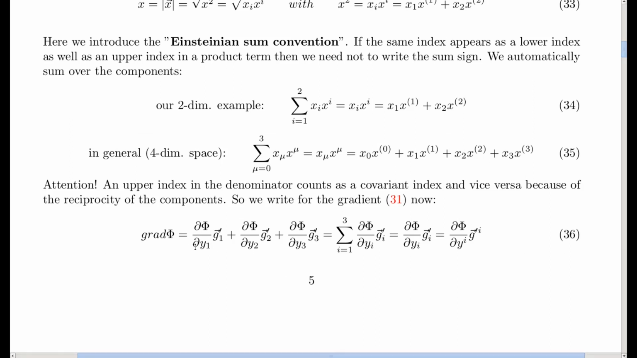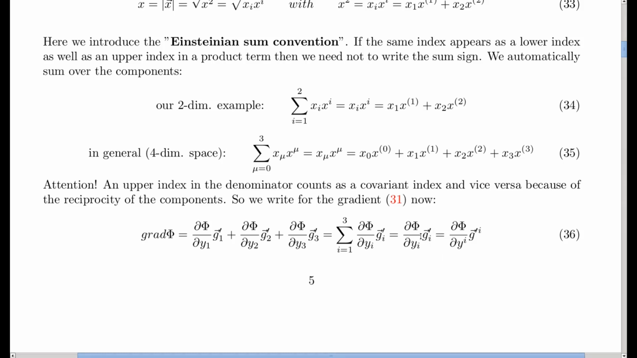So for the gradient we had last time this expression here, three addends, because it was a three-dimensional space, and we could write a sigma from 1 to 3 and sum over, or we don't write sigma and use the Einstein sum convention, because the first factor is a contravariant vector and the second one is a covariant vector. So we have in one product a co- and contravariant index, and thus we automatically have to make a sum. We could exchange the two indices, that would be the same as this.